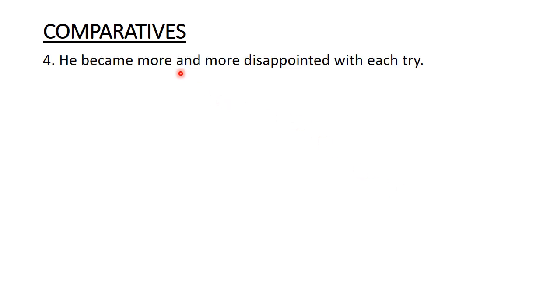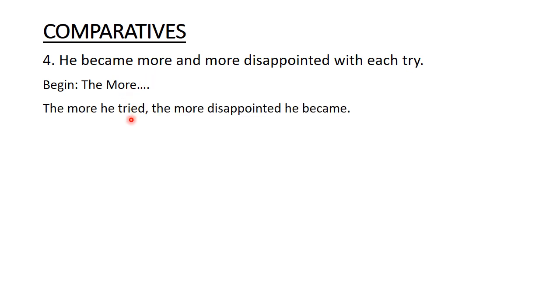Example 4, he became more and more disappointed with each try. So this is showing that one thing is increasing, the other thing is increasing. There is also a situation where one thing is increasing, the other thing is decreasing. So here we have both things increasing. He became more disappointed the more he tried. The question says begin the more. The more he tried, the more disappointed he became. His attempts were increasing, so was his disappointment.